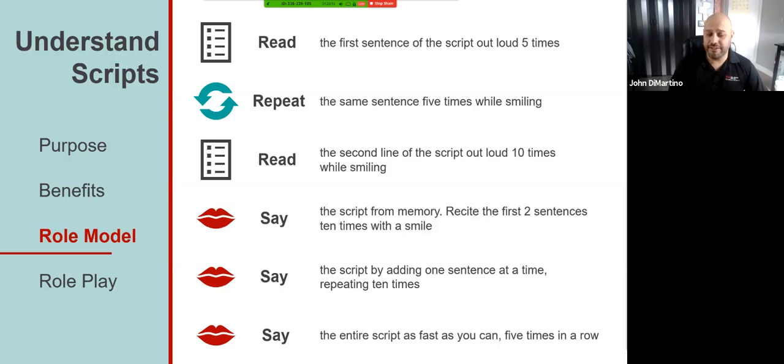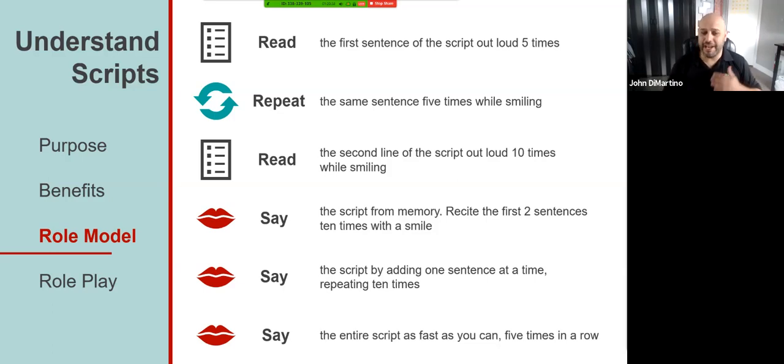All right, the third step is now you're going to read the second line of the script, the second sentence, out loud 10 times while smiling. And then try saying the script from memory. Put the script down, don't look at it. And from memory, recite the first 2 sentences out loud 10 times with a smile. And if you make a mistake, start all over.